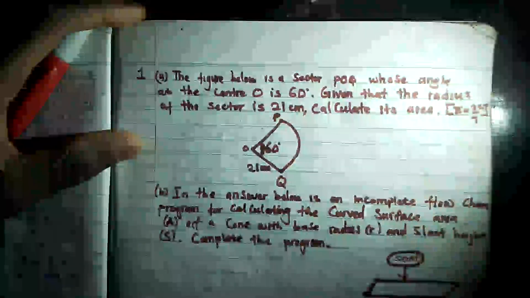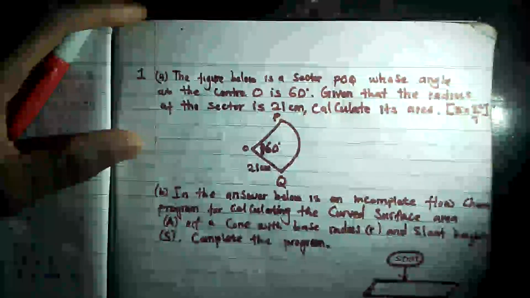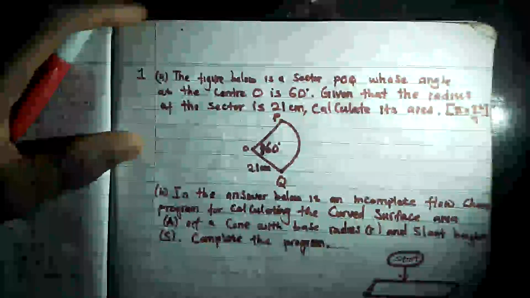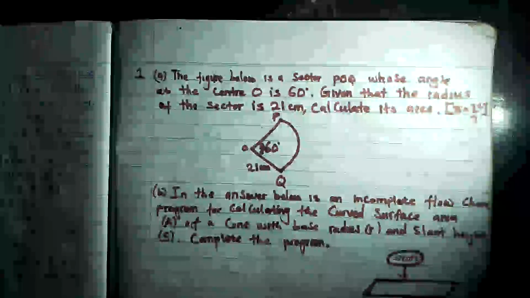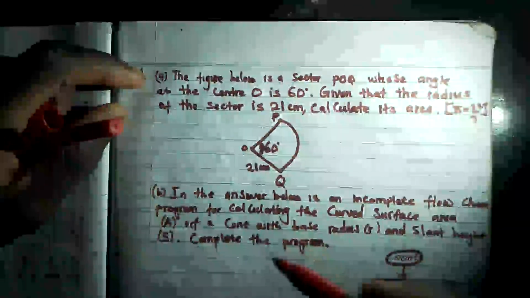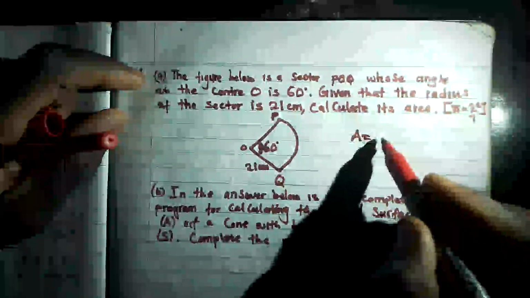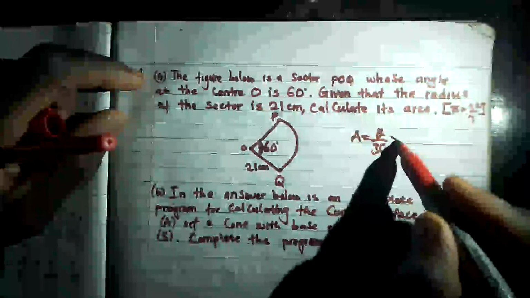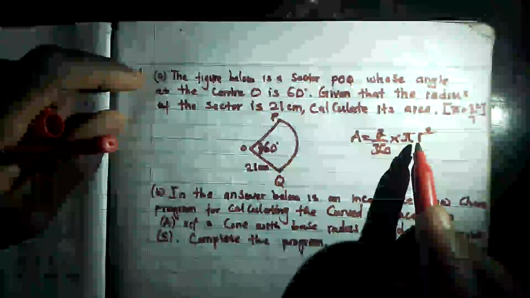Take pi to be 22 over 7. So our pi here is 22 over 7. Now they are asking us to calculate the area of the sector. First, I'm going to give you the formula we are going to use: area of the sector is equal to theta over 360 multiplied by pi multiplied by r squared, where r is the radius.